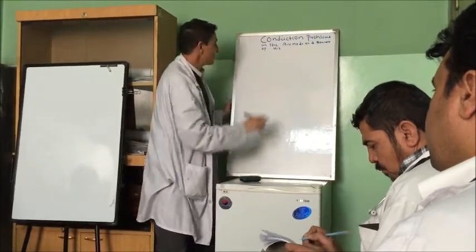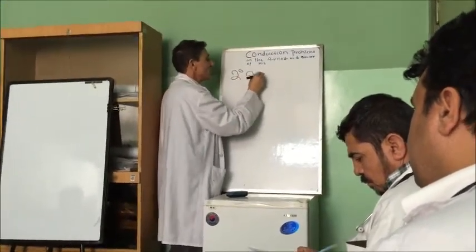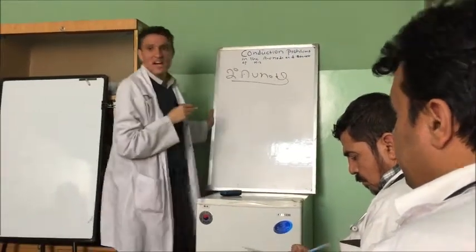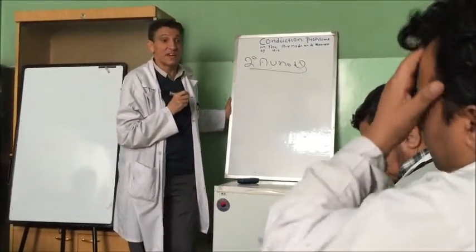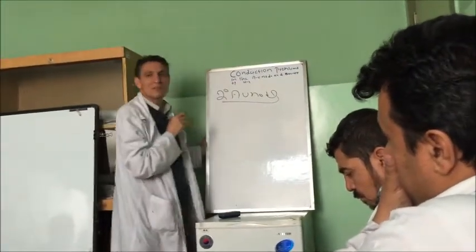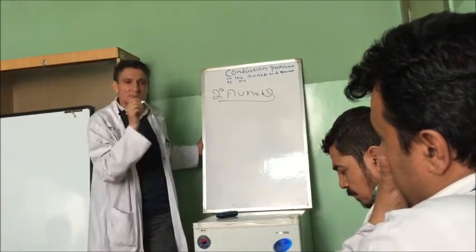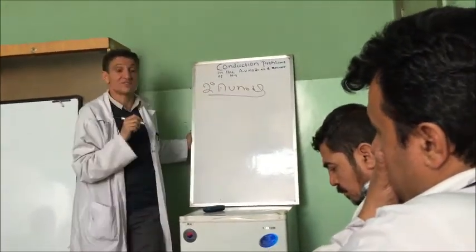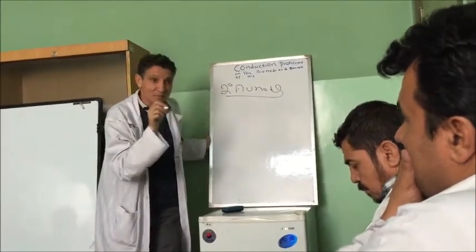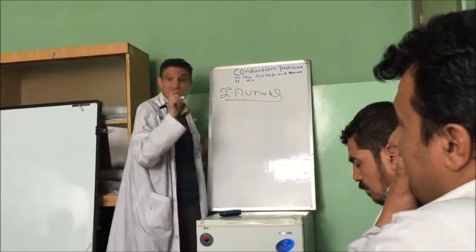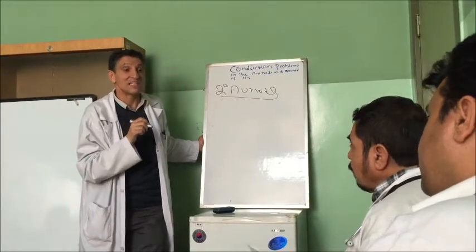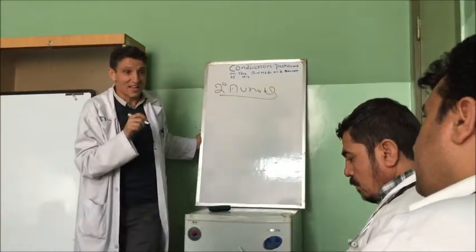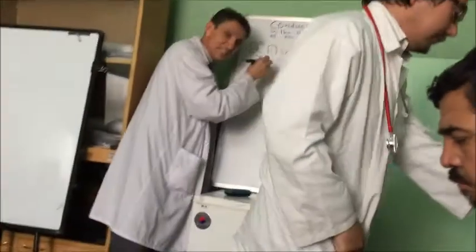Now second degree AV nodal block. How should I define the second degree AV block? We should give a definition for the second degree block, and then we come to three variants of the second degree AV nodal block. In a patient with second degree AV nodal block, the depolarization wave, or atrial beat, fails to pass from the AV node. When the atrial impulse fails to pass from the AV node, after the P wave, the QRS complex is not produced. This is a general definition for the second degree AV nodal block.